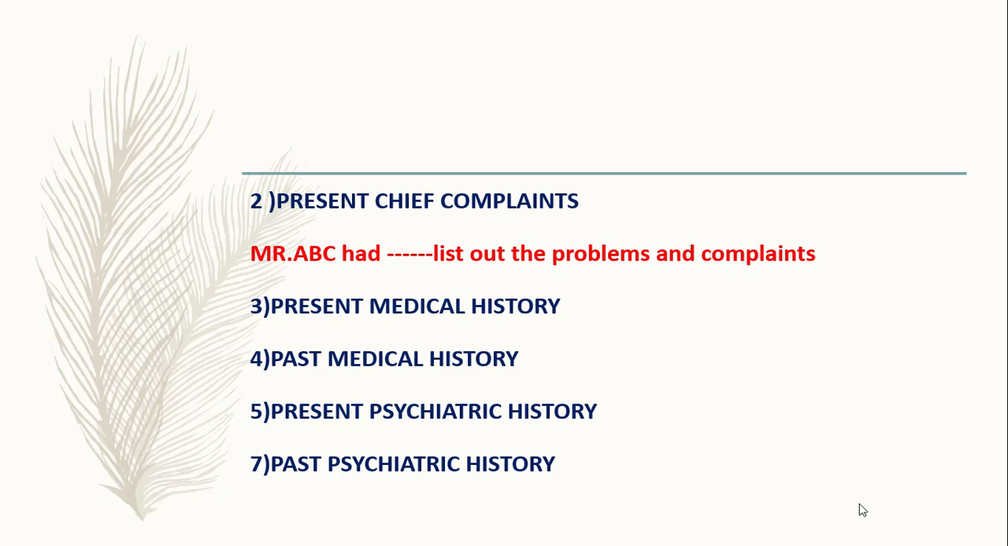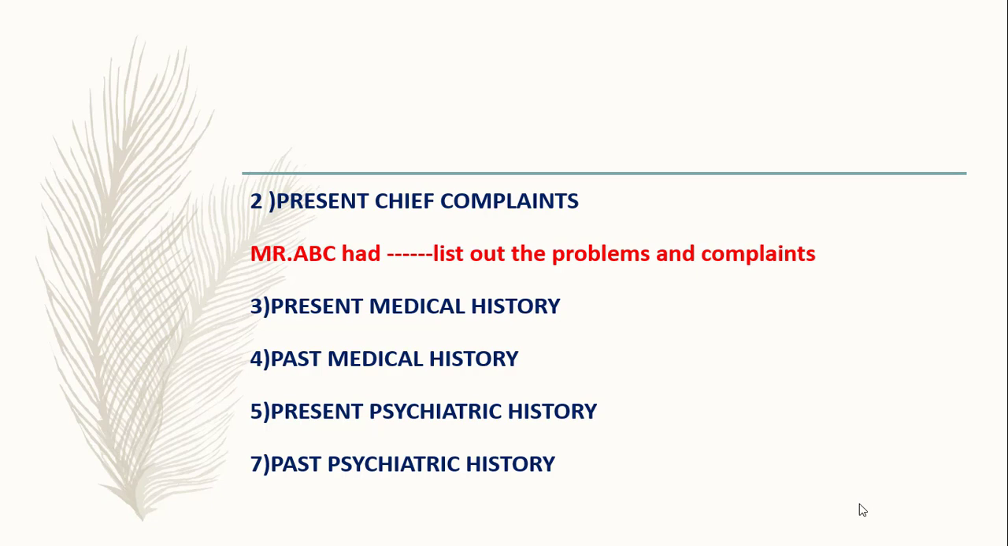Then present psychiatric history, that's the next heading. Under present psychiatric history, you have to write the present status of the patient: how the patient is behaving, how the patient is acting and behaving after admission to the hospital, how the patient is interacting and how the patient is responding towards the medication. Everything you have to write under present psychiatric history.